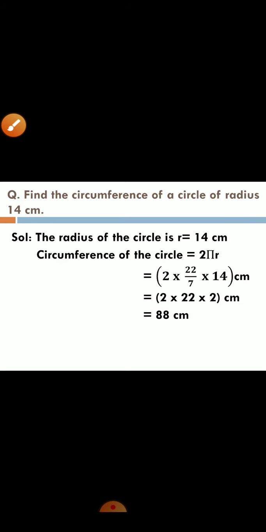Now take one question. Find the circumference of a circle of radius 14 cm. The radius of the circle is equal to 14 cm. The circumference formula is 2 pi r. We will take the value of pi as 22 by 7, and r is already given, that is 14. So 2 into 22 by 7 into 14. We can reduce 7 with 14 like this. So we will get 2 into 22 into 2, that is 88 cm. So this is the circumference of the circle.